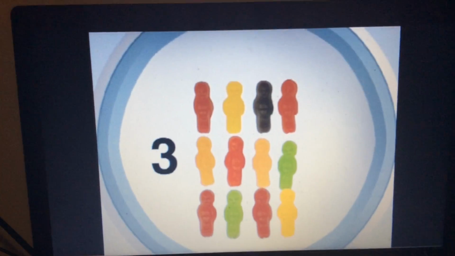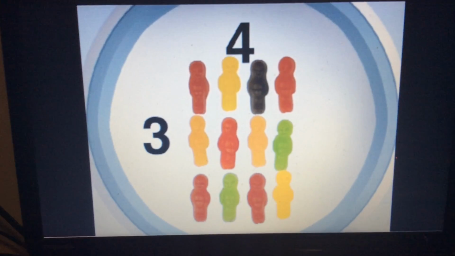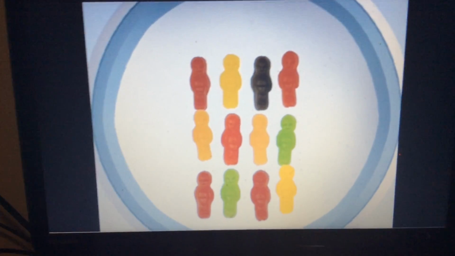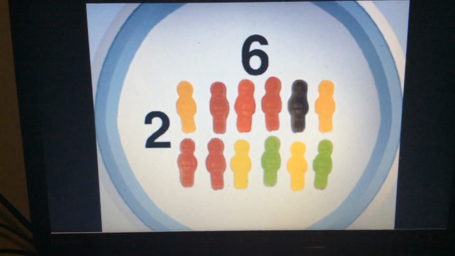The 12 have made 3 rows with 4 in each row. 3 and 4 are called factors of 12. Good work! What else can you show me? 2 rows, 6 and 12, good 4.